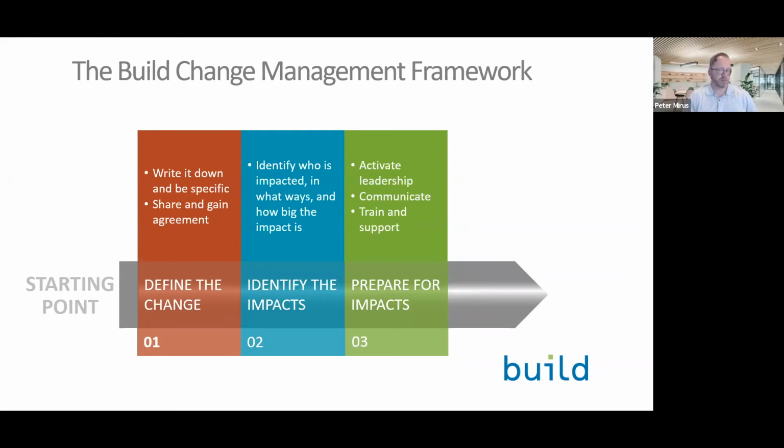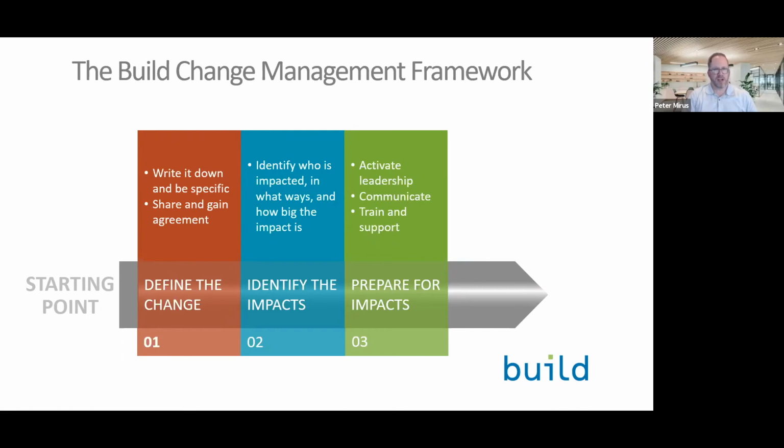And so, if you asked most people that were about to engage in an implementation project at a nonprofit, does leadership need to be aligned? Of course they do. Do we need to have good communication? Of course, yes. Do we need to provide training? Yes. Do we need to provide support? Yes. So there's not a lot of disagreement there.